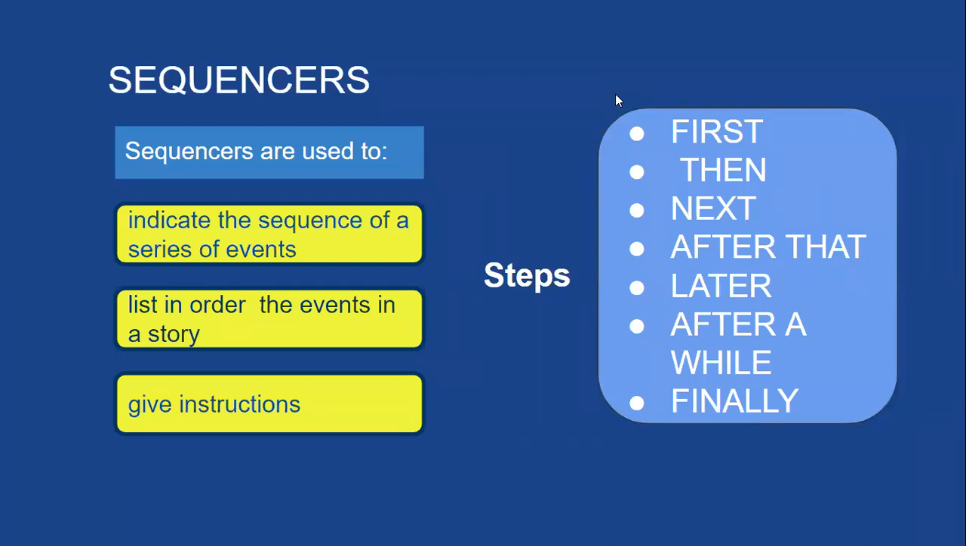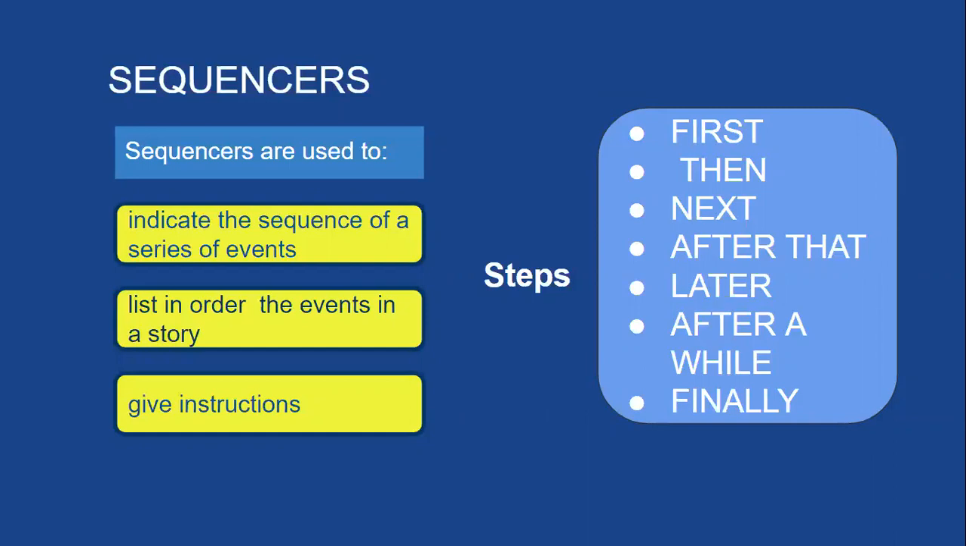Sequencers are used to indicate the sequence of a series of events, are used to list in order the events in a story, are used to give instructions. For that, we have to follow some steps.